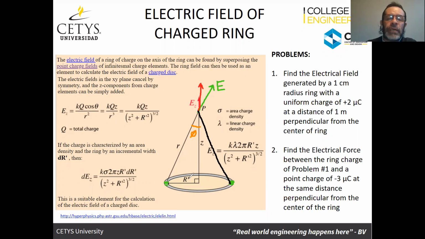Now the length is going to be the perimeter of the ring, and so we're going to have that the density, in this case lambda, is going to be given by Q, also divided by the length, but in this case the length is going to be the perimeter.